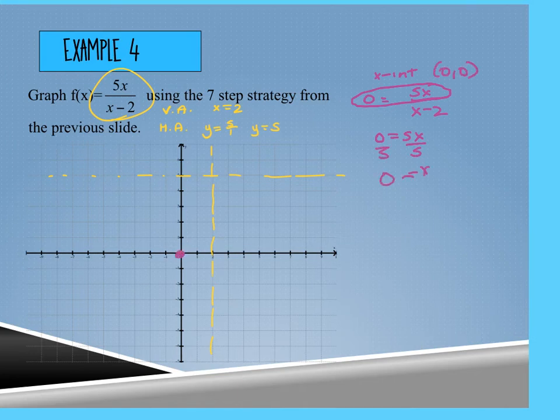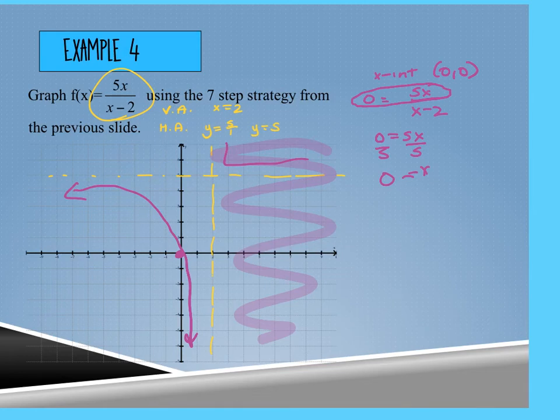So now I know I'm here. My gut instinct says it's going to be here and it's going to be there. To know for sure, I'm going to plot a point over here. So something bigger than 2, like 3. Y equals 5 times 3 over 3 minus 2, 15 over 1, which is 15. All the way up here, but it confirms my curve.